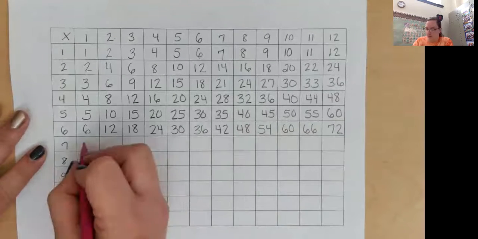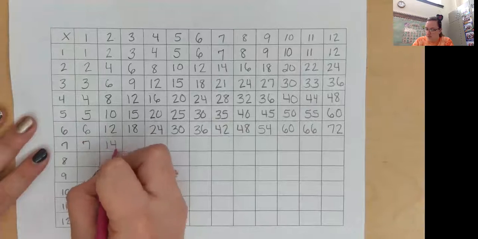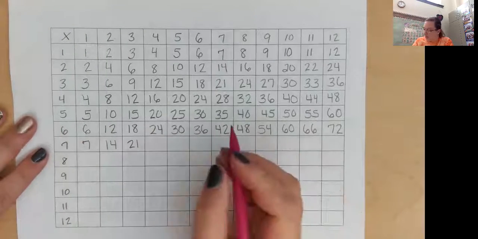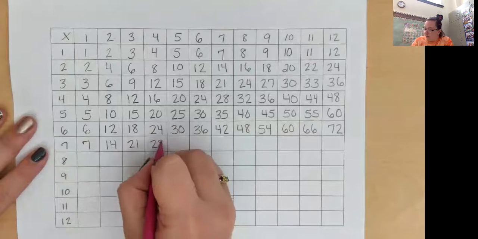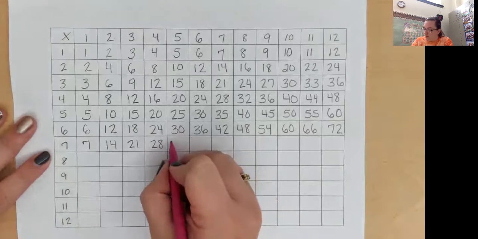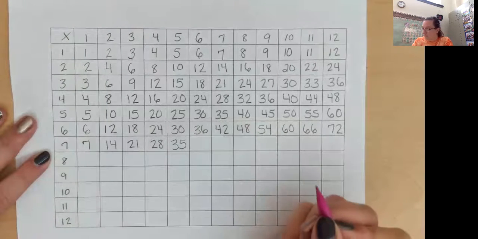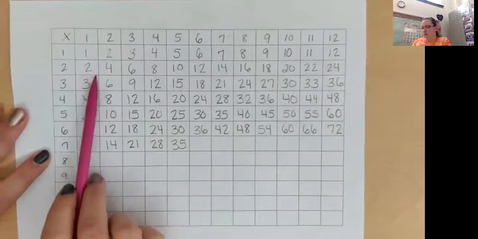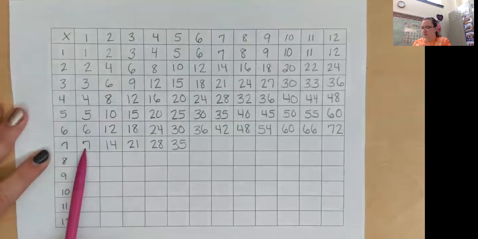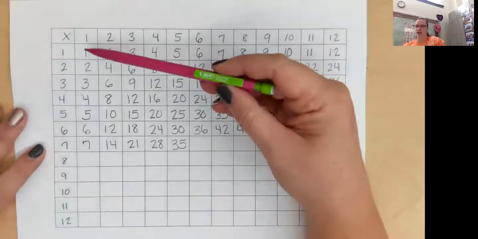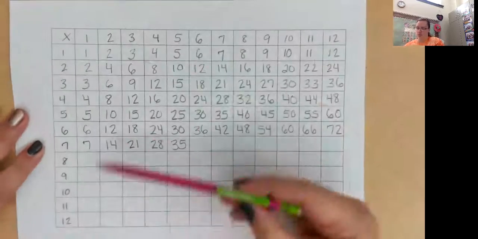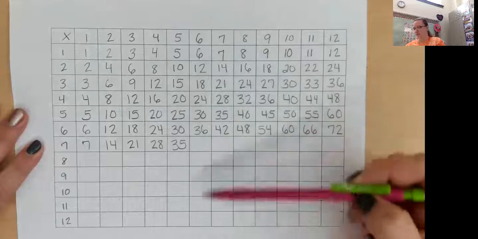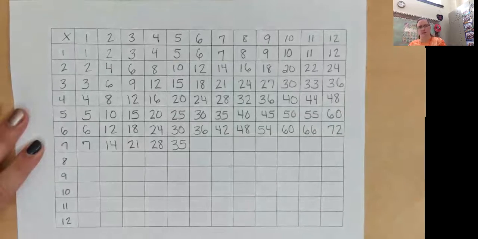Moving on to 7's. 7 times 1 is 7, times 2 is 14, times 3 is 21, times 4 is 28, times 5 is 35. Let me pause right here. So if you'll notice, we've already done 1, 2, 3, 4, 5, 6, and 7. Could I go back and do my 1's here, my 2's here, my 3's here, 4's here, 5's here, and 6 here since we've already done those? Would that make more sense?